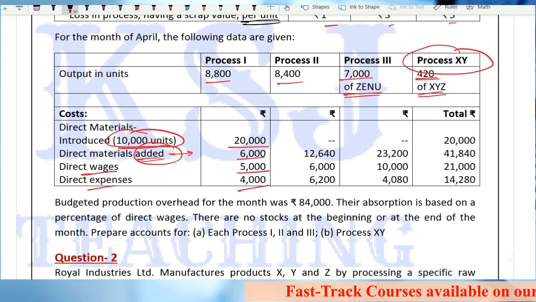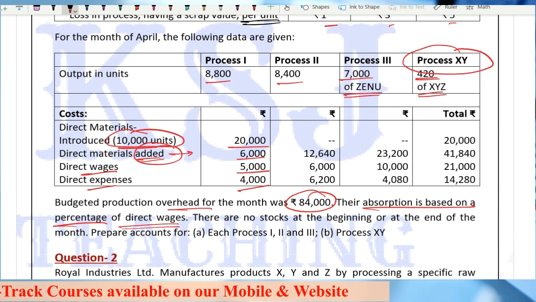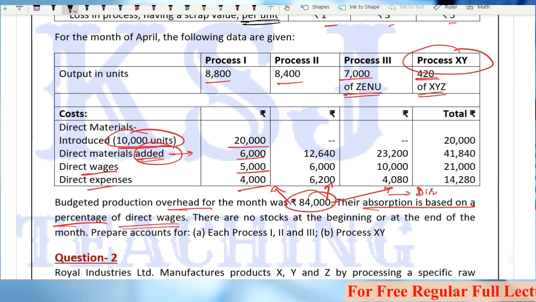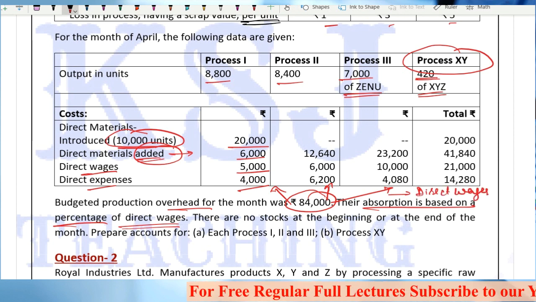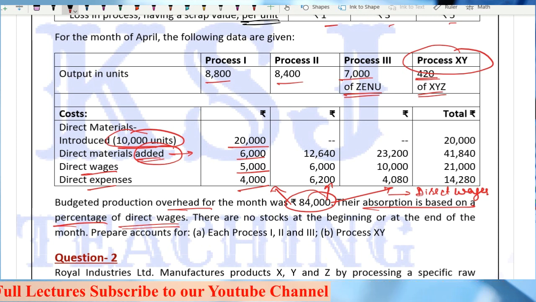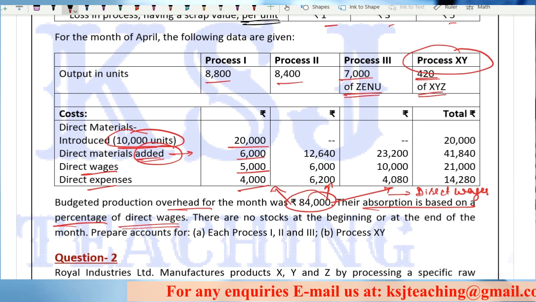The budgeted production overhead for the month was 84,000. This absorption is based on the percentage of direct wages, right? So that means these production overheads of 84,000 are to be distributed between process 1, process 2 and process 3 in the ratio of direct wages, right? There are no stocks at the beginning or at the end of the month. Prepare the accounts for each process 1, 2 and 3 and the process XY, right? So basically you have to prepare process 1, process 2, process 3 and process XY. That is all what you have to prepare in this question.